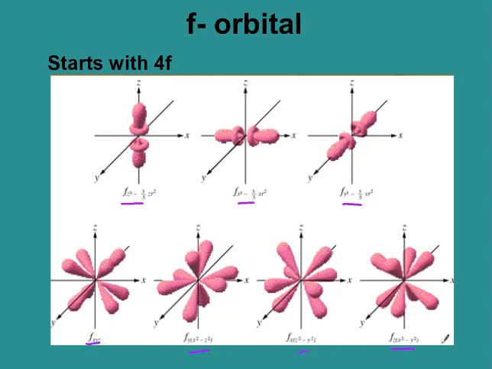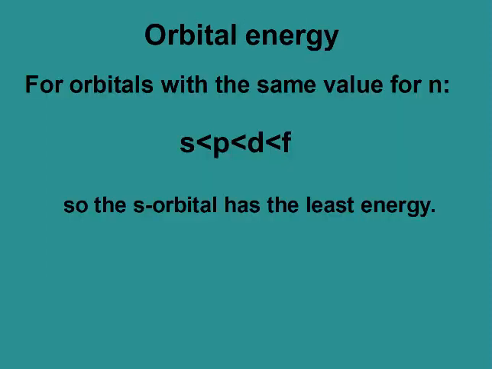So that's why when you're drawing your energy levels, you would have 1 for the s, p always gets 3, d gets 5, and f gets 7. It's the number of electrons divided by 2. For orbitals with the same value of n, aka energy level, s is lowest in energy, f is highest in energy.